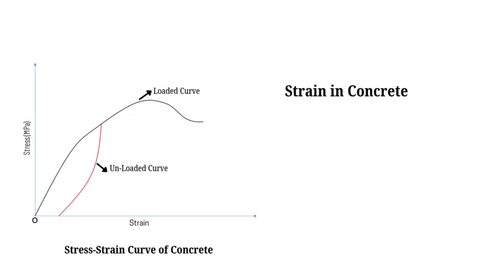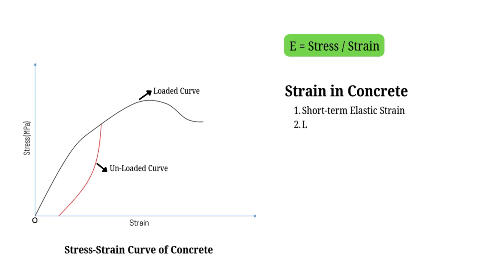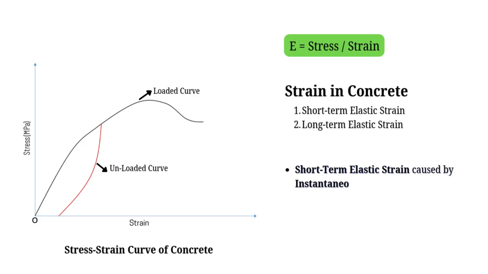We know that the modulus of elasticity, E, is equal to stress divided by strain. But when we consider strain of concrete, there are two types of strain experienced in concrete. 1. Short-term elastic strain. 2. Long-term elastic strain. Short-term elastic strain is caused due to instantaneous load applied on concrete, and long-term elastic strain is due to the effect of creep and shrinkage.